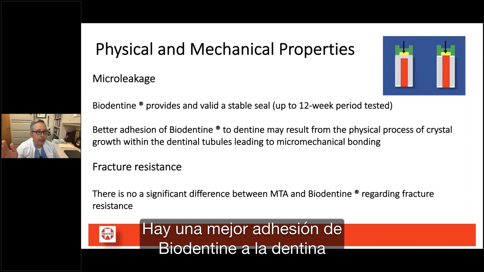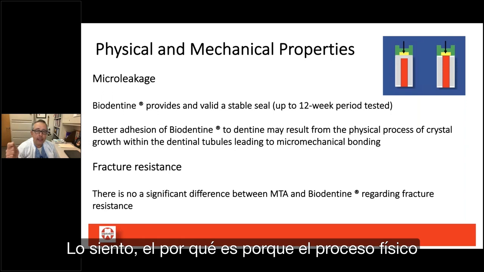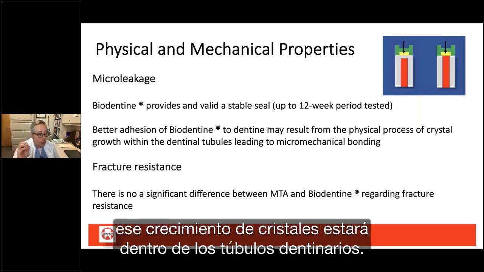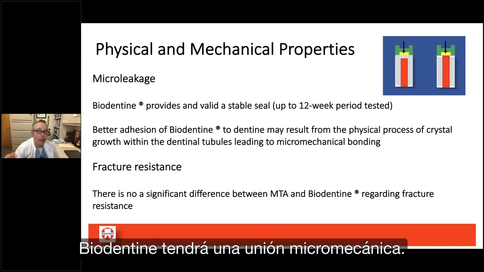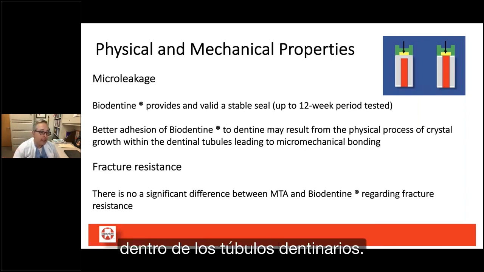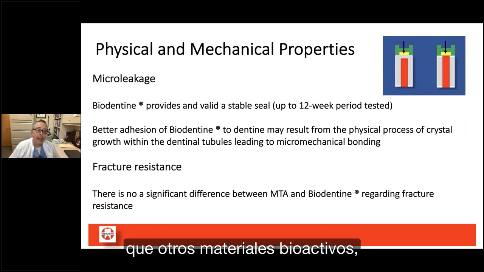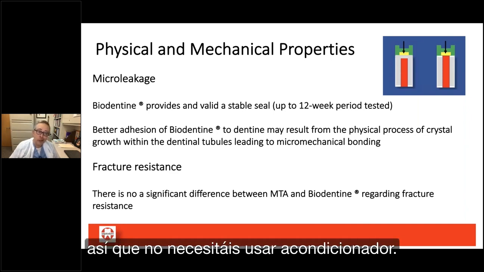There is a better adhesion of Biodentine to the dentin, and this is what I promised in a previous slide, the why. The why is because of the physical process of crystal growth within the Biodentine; that crystal growth will be within the dentinal tubules. So at the end of the day, Biodentine will have a micromechanical bonding with the dentin, thanks to that growth of crystals within the dentinal tubules. That will create better adhesion of Biodentine than other bioactive materials. And remember, no conditioner to the dentin, so you don't need to use conditioner.